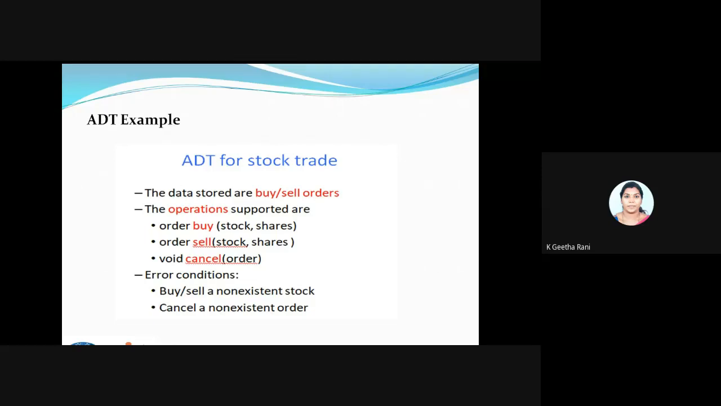And what will be the error conditions? When I'm trying to perform some operations, sometimes an error may happen. The error conditions here are: if you try to buy or sell a non-existent stock, that is, there is no stock at all but I'm trying to buy it, then it comes under my error condition. When I'm trying to cancel a non-existent order, that also comes under my error condition. A simple example tells you the meaning of ADT.